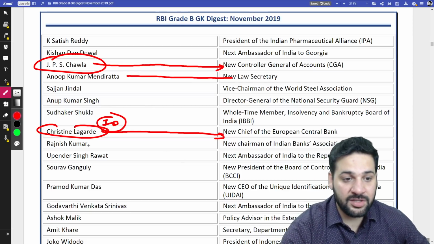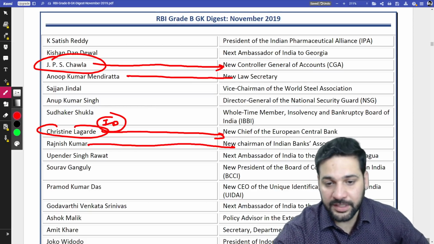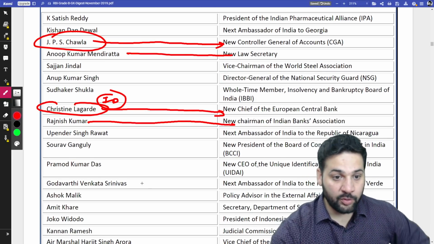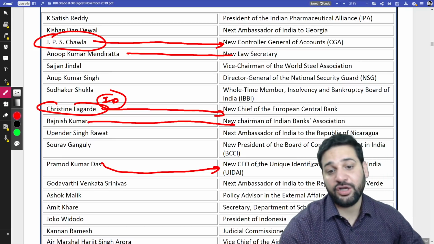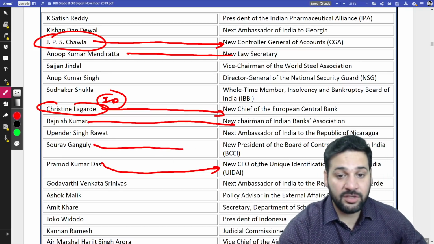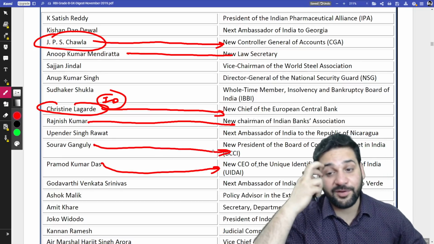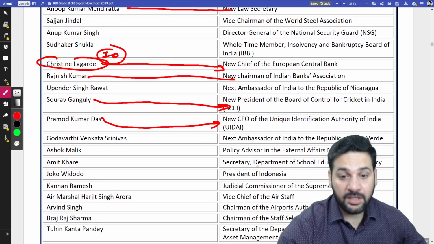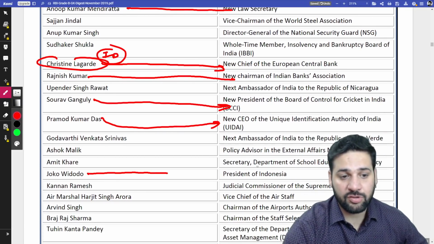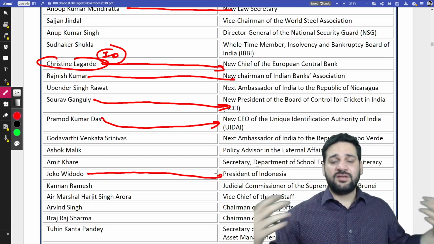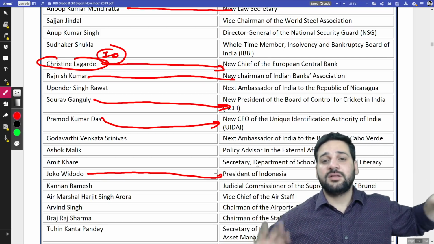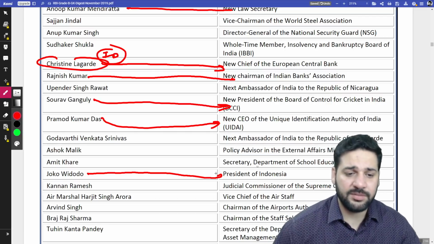IBA के new chairman है Rajneesh Kumar. So that's again very important. Pramod Kumar Das is the new CEO of UIDAI, Unique Identification Authority of India. Saurav Ganguly is the new president of BCCI. Very important, आ सकता है पेपर में. New president of Indonesia, Joko Widodo. There is actually no need to remember presidents and all those countries. Whatever is there in the news, it will be there in the exam.